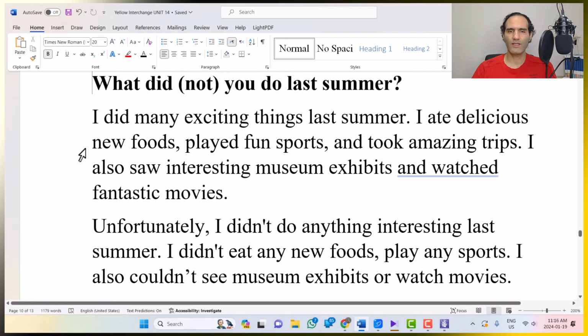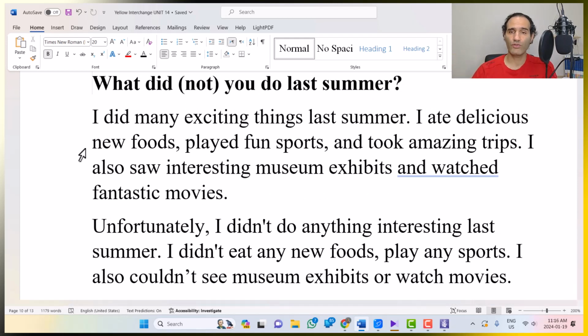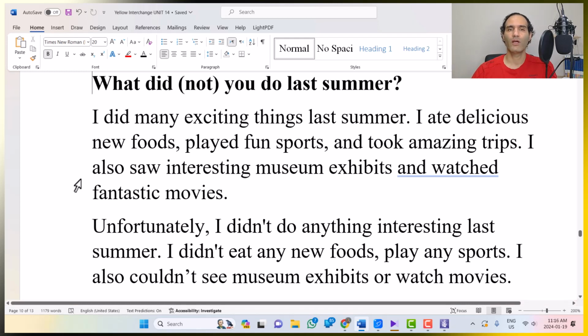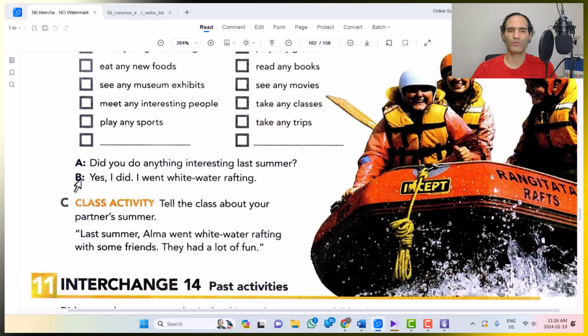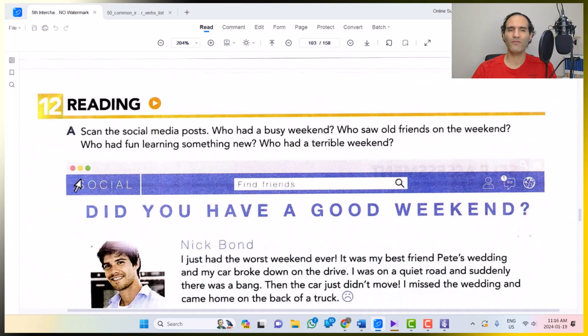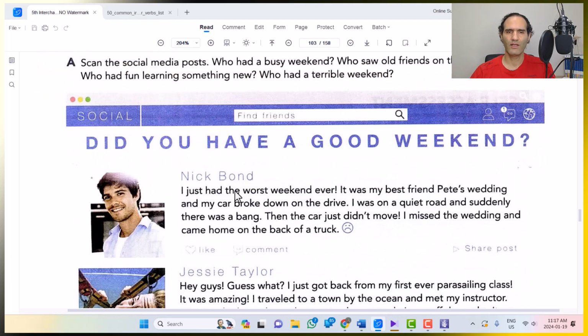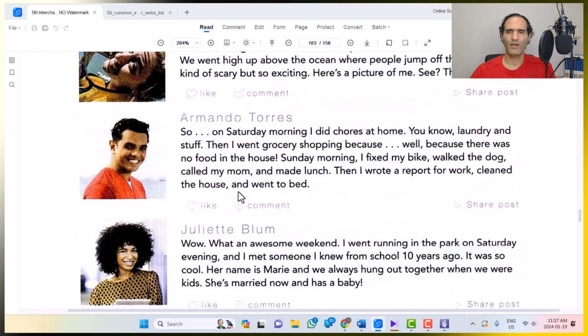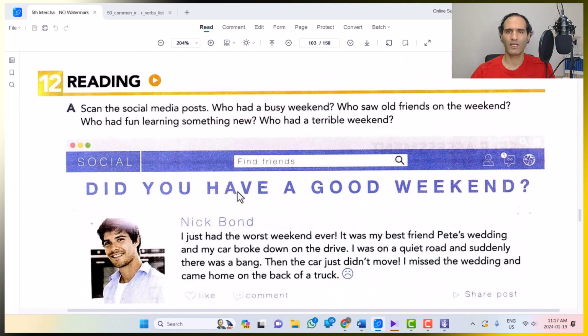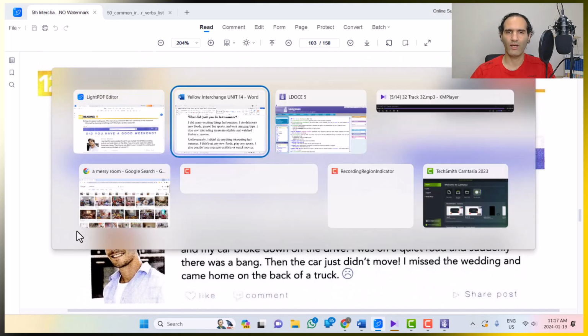You can also read it, take some ideas, and even repeat the sample in your own wording. Record your voice and listen to that over and over, to see how you can improve it. Okay, this is the way to improve your speaking. And my friends, the unit is finishing. Exercise 12 and reading. Did you have a good weekend? Four guys talking about their weekends. Let's see if they had good weekends or not.